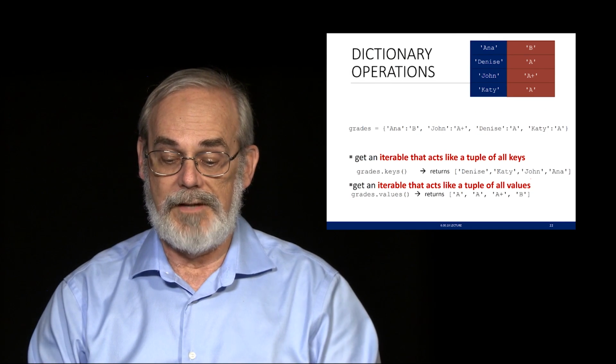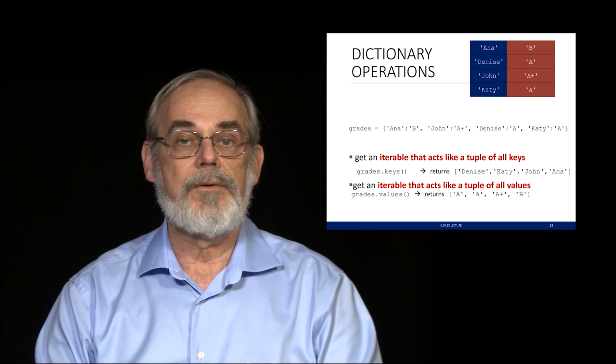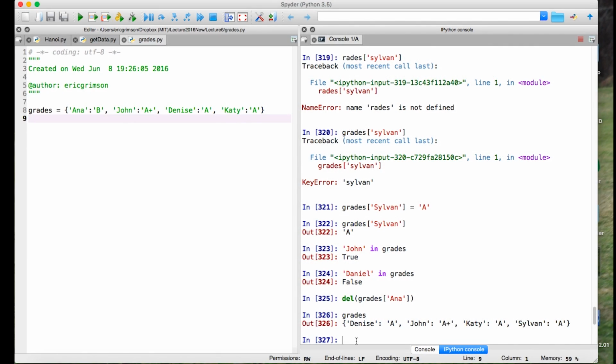Here are a couple of other things I can do. I can actually get out the set of keys. And so let me go back to grades. I've got grades. And I can say keys, which is a method, and since it's a method, I need to type an open and close paren to say call the method.